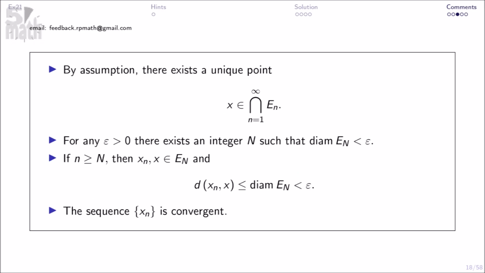By assumption, there exists a unique point x in this. For any epsilon greater than 0, there exists an integer N such that diam En less than epsilon. If n greater than or equal to big N, then xn, x in En, and we have the following. The sequence xn is convergent.